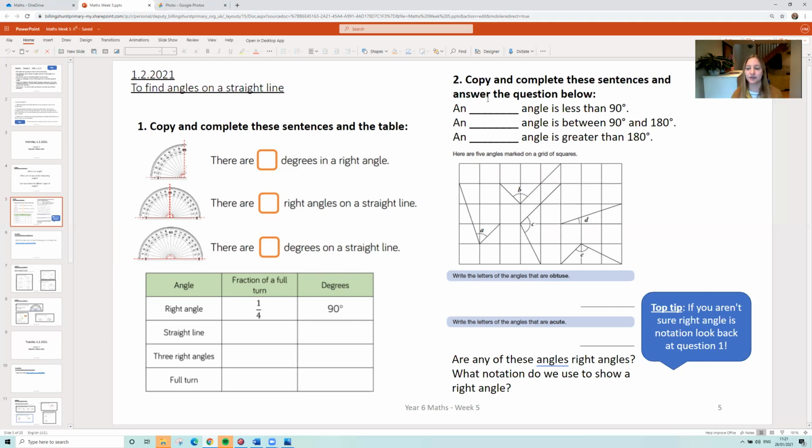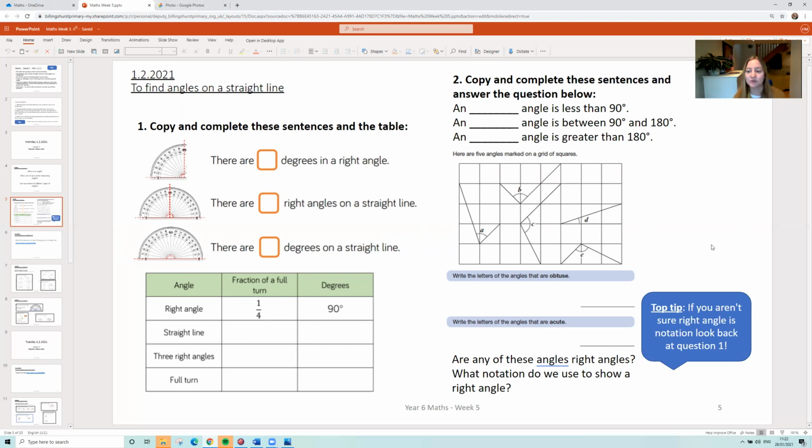After that, we'd like you to think back to what we were talking about with the different types and names for angles. So complete these sentences, looking at what type of angle is less than 90 degrees, what type of angle is between 90 degrees and 180 degrees, and finally, what type of angle is greater than 180 degrees. And then we'd like you to complete this little question. It's a little SATS question, actually. You may remember it from our SATS papers we were doing before Christmas.